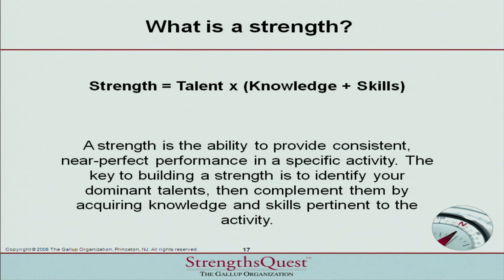So the magical formula for a strength is having that natural talent with all those factors that we just talked about, and then adding to it knowledge and skills. So you've got this natural talent, yep, I love it, it comes quickly, but you have to add the knowledge and skills. What's cool about this is it never stops. You can keep getting better and better and better because there's always more skills and knowledge that you can add.